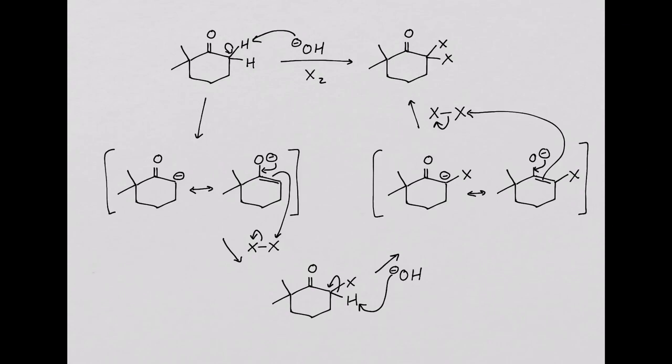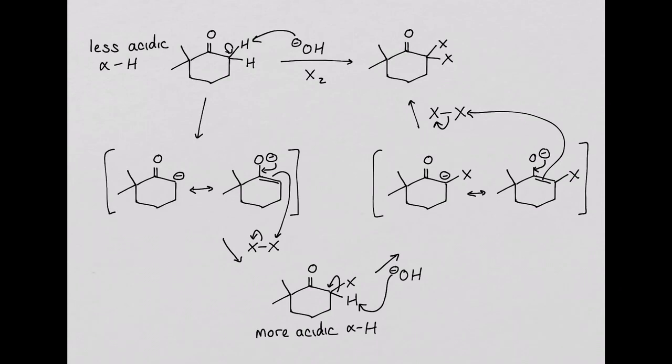This is because as alpha protons are replaced by halogens, the remaining alpha protons become more acidic. In other words, the ketone alpha protons are less acidic than the monosubstituted ketone alpha protons. We can understand why this is if we look at the conjugate bases of each of these ketones, in other words, the enolate ions.